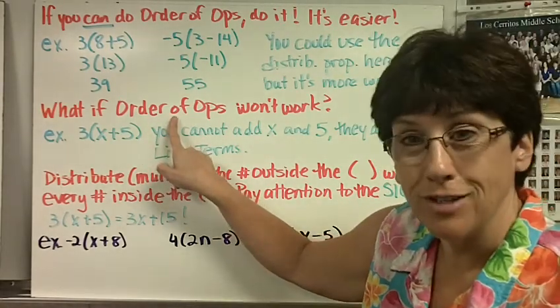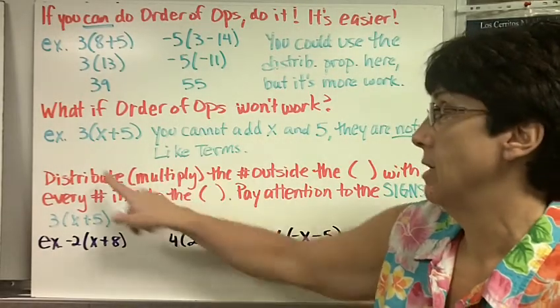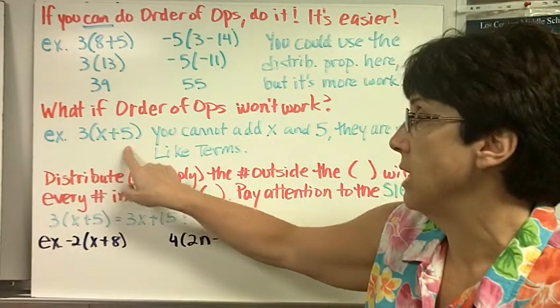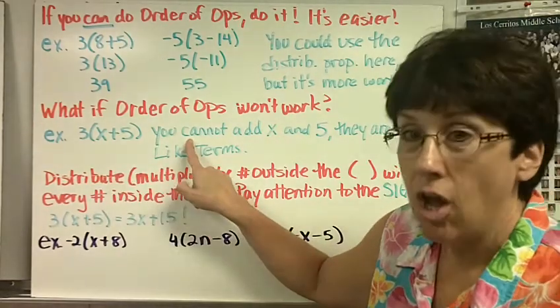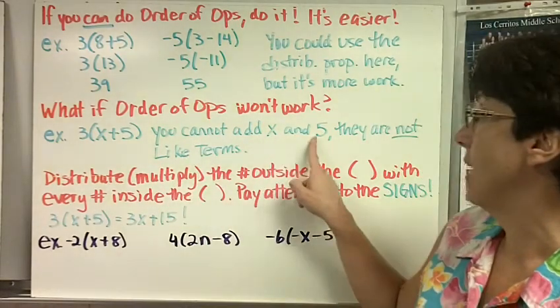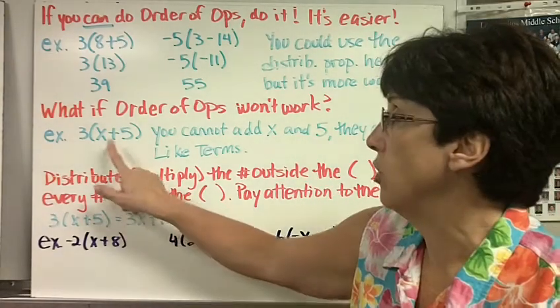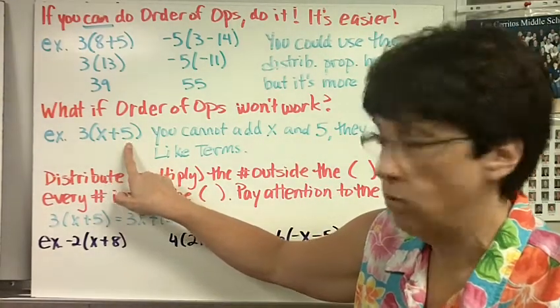But what if order of operations won't work? Let's say you have a problem like this example. 3 times the quantity x plus 5. You cannot add x and 5 because they are not like terms. One is a variable, one is a number, okay?